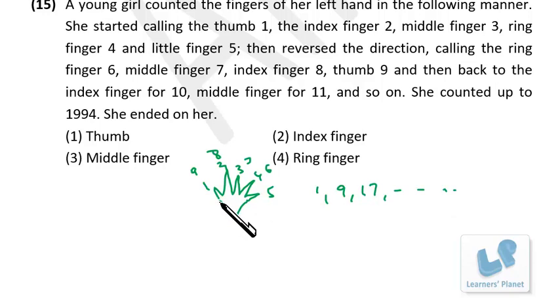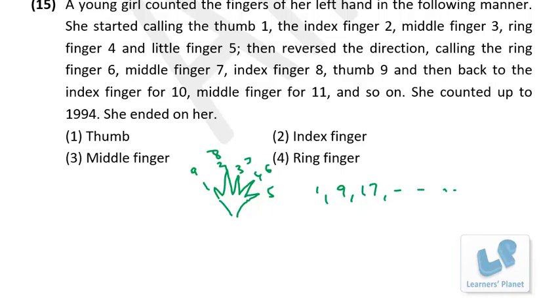So she counted up to 1994. She ended on her thumb. So what we can do in this case, see 1, 9, 17 in this series, when we will be able to get 1994 or a number less than or more than that. Okay, doesn't really matter, because once we reach thumb we just have to move in this direction. If we get more than that we'll go in this direction, if we get less than that we'll start from here. So 1, 9, 17, the common difference is 8, right? So precisely the nth term of an arithmetic progression is a plus (n minus 1)d.